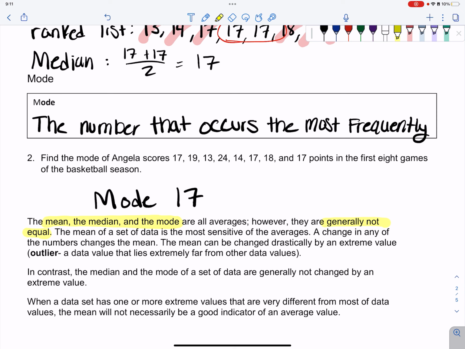One thing to note about the mean is that it is very sensitive to any change in our data set. If you change any number in the data set by a little bit or a lot, any sort of fluctuation of any data value, the mean is going to change. It is going to shift some direction, up or down. It could change a lot, it could change a little. It's very sensitive.